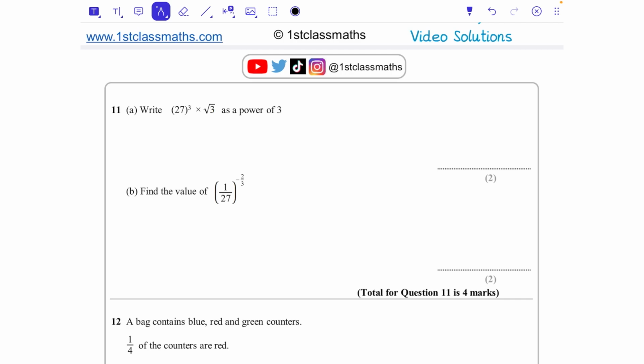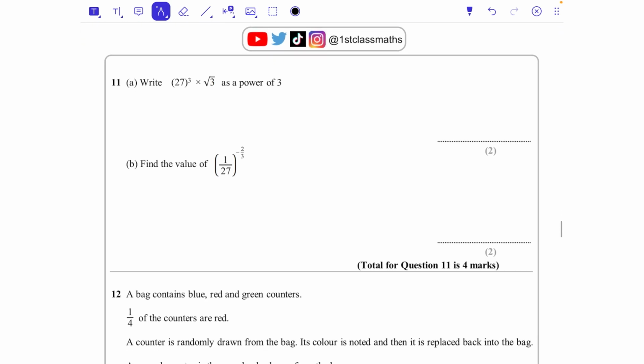Question number 11. Write 27 cubed times root 3 as a power of 3. So we're going to change 27 to be 3 cubed, but it's still being raised to the power of 3. And then I'm timesing that by 3 to the power of a half. We know that when we square root a number, it is the same as the power of a half.